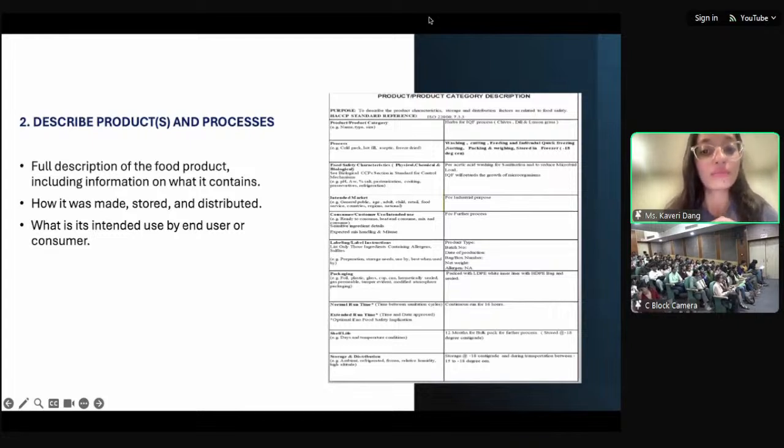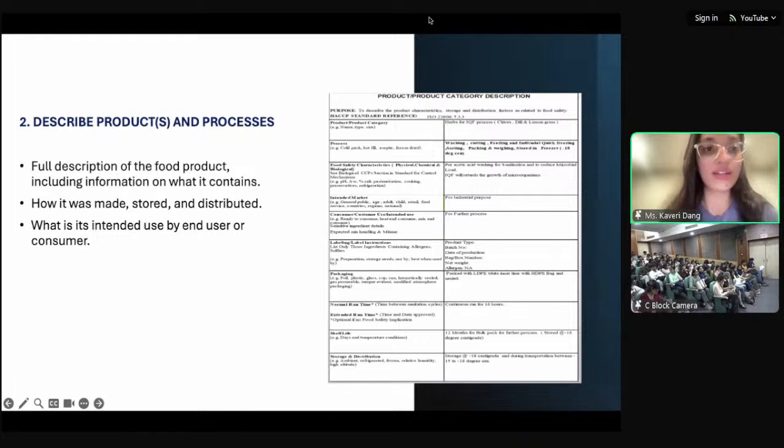Labeling is a really important part of our food product. What will our label say? What's the product type, batch number, date of production, net weight, or if there are any allergens. If there are any allergens, we need to be declaring those allergens. Packaging: what kind of packaging we would be using for the product.